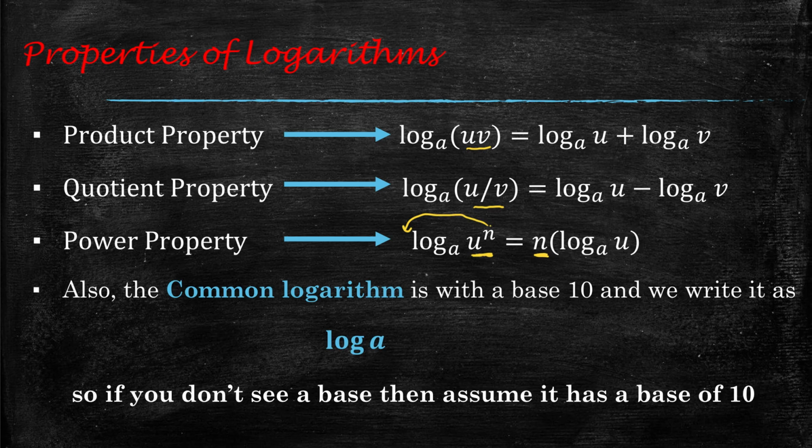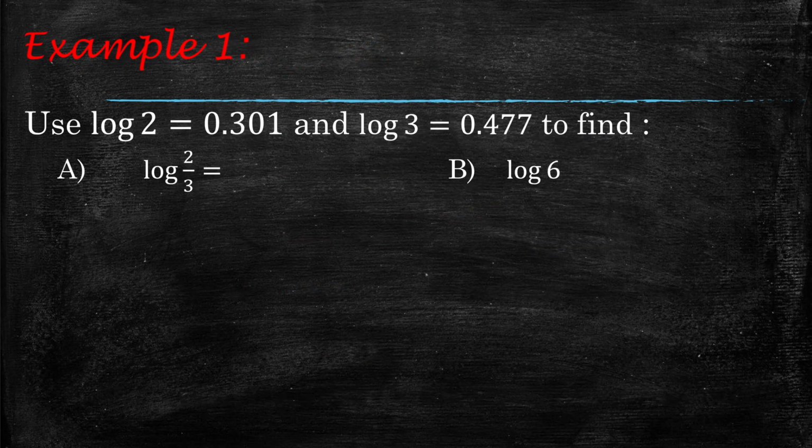Also, something that I should mention is that we have what's called the common logarithm. A common logarithm has a base of 10, and we write it like this. You'll just say log of a. So if you don't see a base, if you don't see a little subscript right here, then you assume that it has a base of 10, and that's going to be your common log.